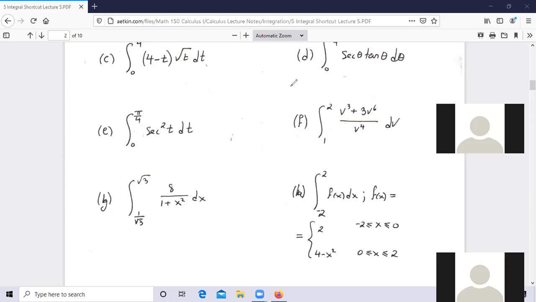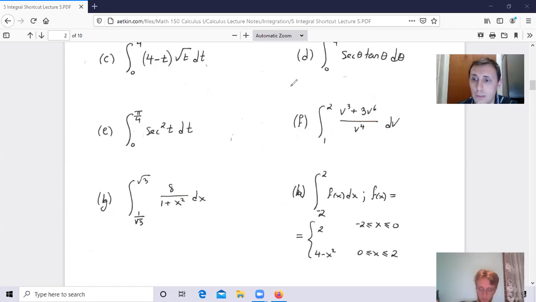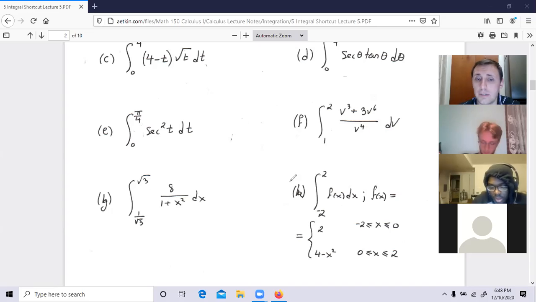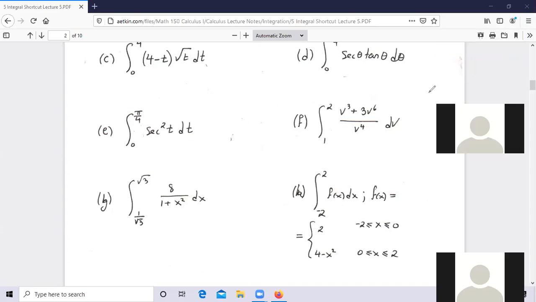You don't have to always finish the full calculation, but you should very quickly recognize what the antiderivative is here. What is the antiderivative here? Minute is over.